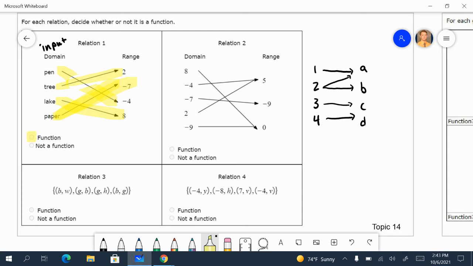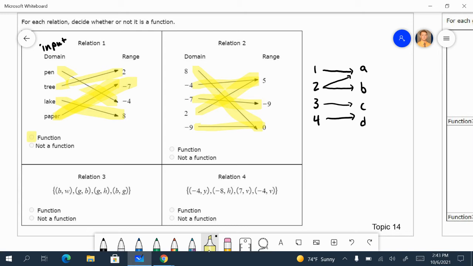Number 2, do they all have exactly one output? Yes, yes, yes, yes, and yes. Now, does it matter that 0 has 2 things pointed at it? The answer is no, it does not matter. The outputs can have more than one coming at it. We just have to be certain that everything has one arrow coming out of it.